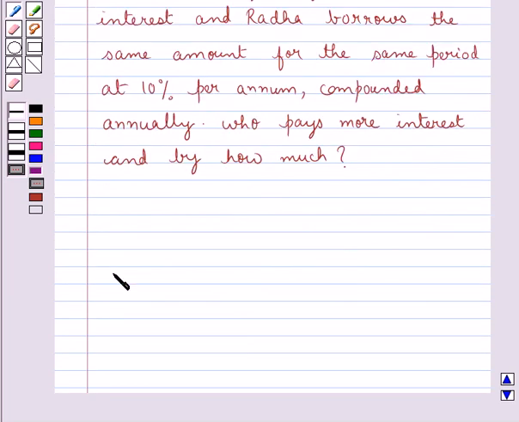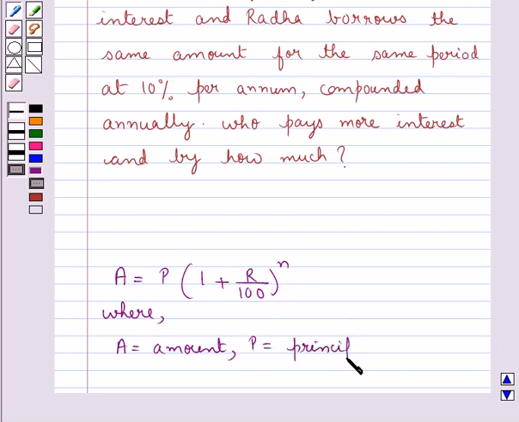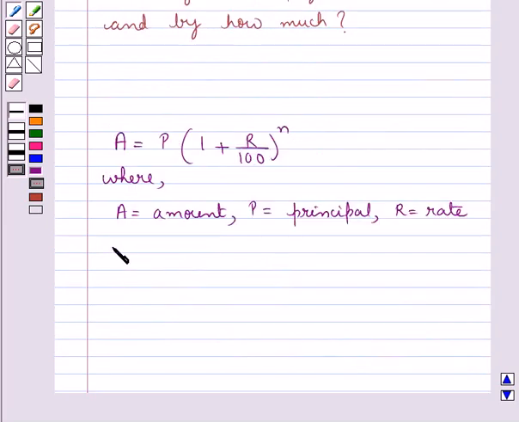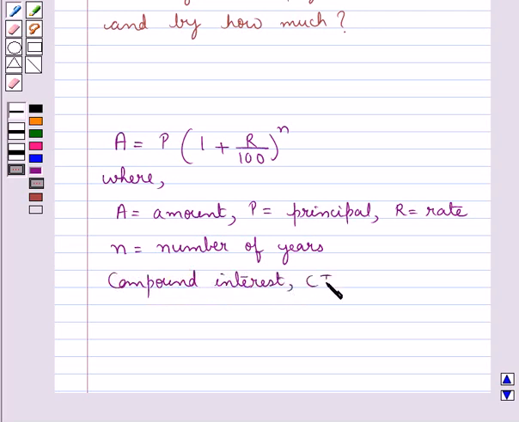Now we know the formula for amount is, A is equal to P multiplied by (1 plus R upon 100) whole to the power N, where A is the amount, P is the principal, R is the rate, N is the number of years. Also, compound interest CI is equal to amount A minus the principal P.